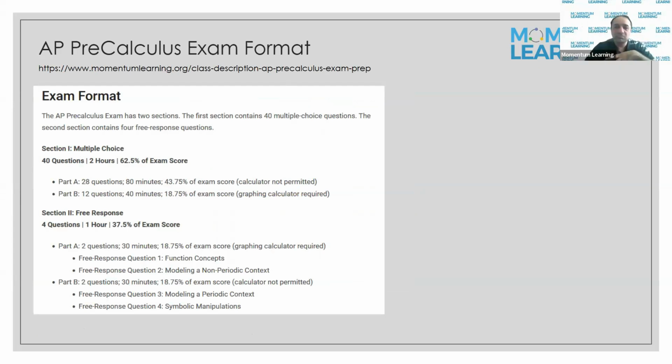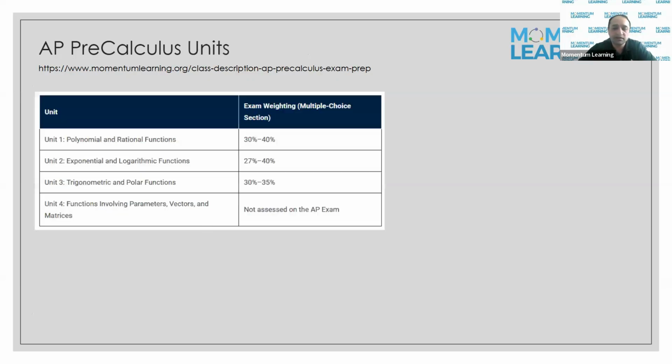Students sometimes think multiple choice is easier. No, there is nothing like that, because you're going to have very challenging questions. You need to use your calculator very effectively as well. In section 1, you are going to have parts A and B, and you can easily see the number of questions. Part A has 28 questions, 43% of the exam, and calculators are not permitted. That is the most challenging part of AP Pre-Calculus, I could say. In section 2, the free response questions are very structured and very traditional; they ask similar questions every year.